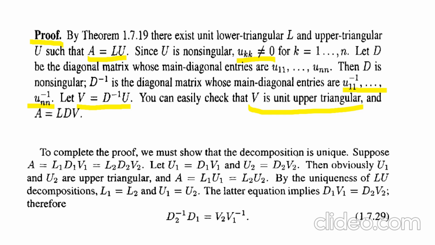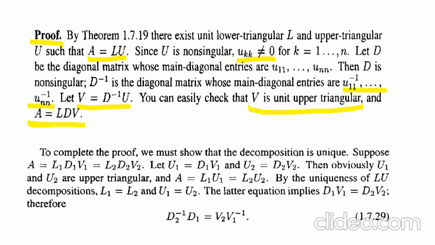Why is V unit upper triangular? Because V is the product of D inverse and U. D inverse consists of the reciprocals of the diagonal entries of the U matrix. And A can be written as A is equal to LDV.